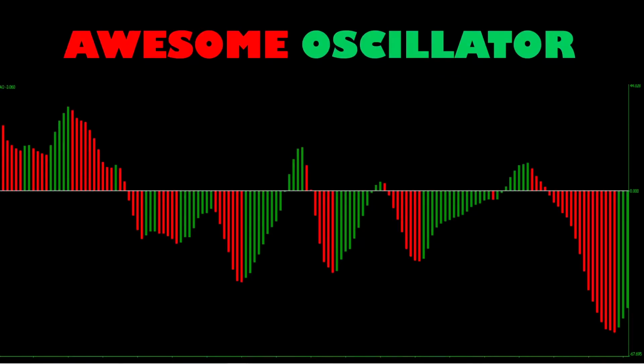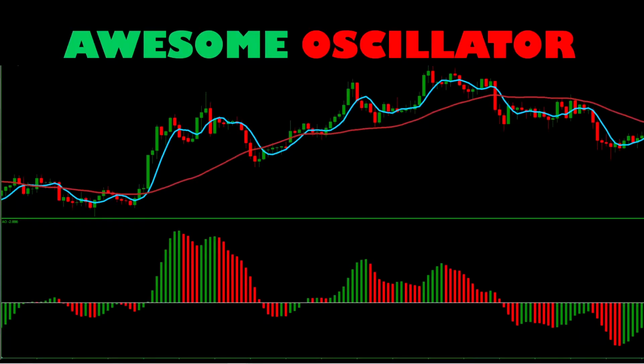There's the histogram, and you can see our zero line cross in the middle there. We're just using red for downward momentum and green for upward momentum. Another example here, this time we've included the price, and I've also plotted 2 moving averages on the chart. That blue line there is a 5-period moving average, and it's keeping pretty tight to the price. And then the brown line is the 34-period average.